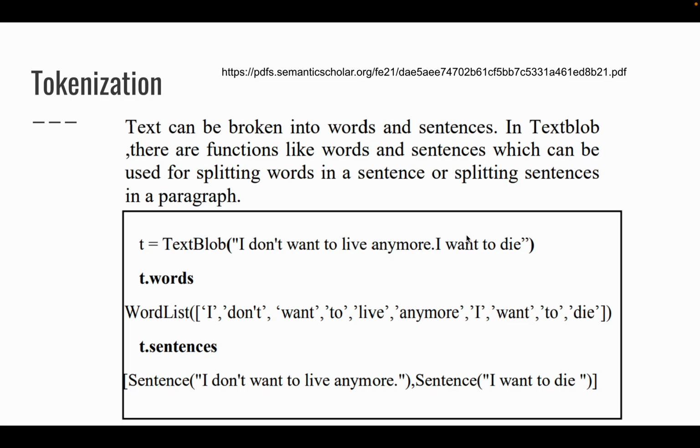There's two ways you can tokenize in TextBlob. You can tokenize words and get all of the words in the sentence. You do that by creating a TextBlob object and then saying t.words, and that will give you all of the words in the sentence or the phrase that you provided. Another way you can do tokenization is by tokenizing by sentences. So let's say you have a big paragraph and you want to get each sentence in that paragraph. You can do t.sentences, and that will break it up by sentences.